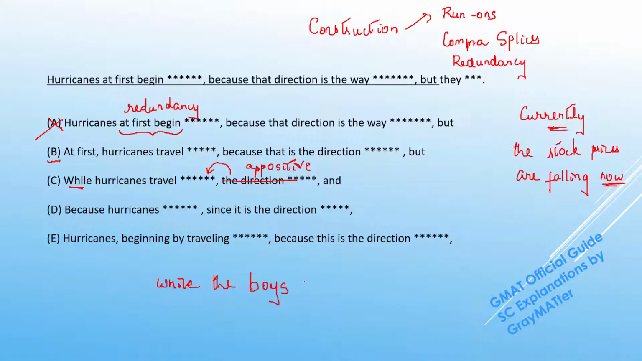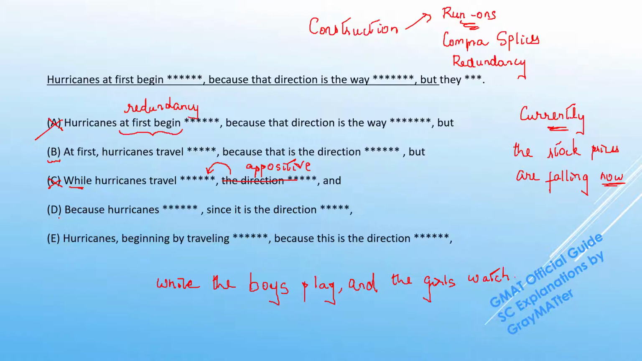the boys play and the girls watch? Would you call this a complete construction? Of course not, right? Because after this, we would want to put something else. We would say, while the boys play and the girls watch, the adults kept an eye on them, right? So this is an incomplete construction, and such an incomplete construction is what is called a run-on sentence, all right? So we can eliminate this.